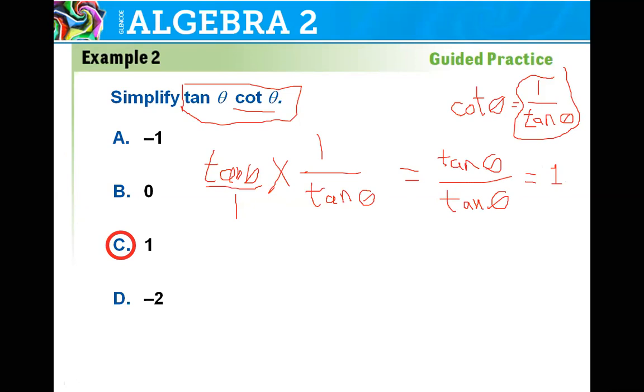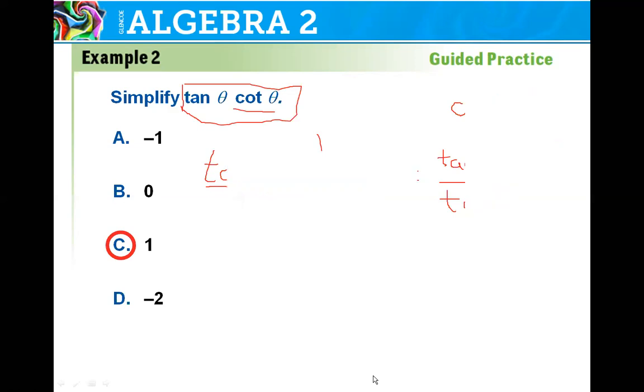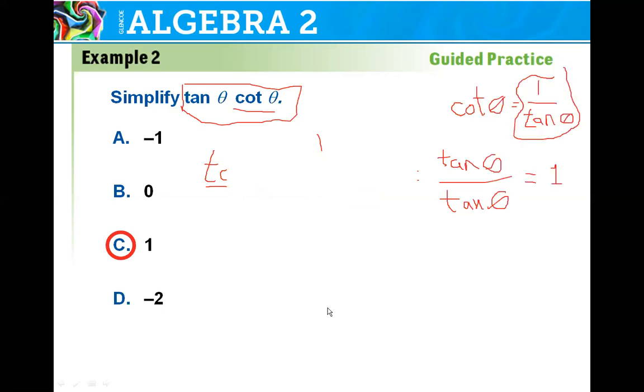As Khalid did, we substitute 1 over tan in place of cotan using the reciprocal identities, and then we multiply. Tan times 1 equals tan, 1 times tan equals tan. Any expression over itself is equal to 1. This is the answer of this problem. Okay, I'm going to the next one.